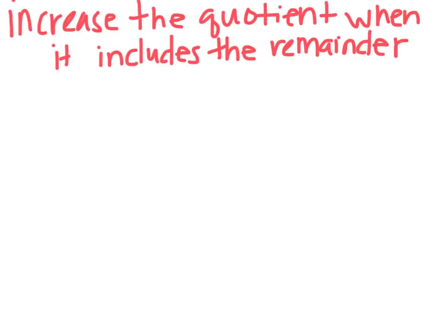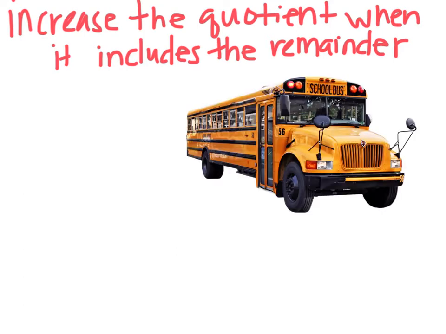In our next sample problem, we'll see that on occasion we have to increase the quotient when it includes the remainder. A school has 120 fifth graders who are going by bus on a field trip. Each bus holds 35 students. So what is the number of buses needed? Once again, we'll begin by setting up a division problem. We have 120 fifth graders, and we can put 35 of them on each bus. So we're going to divide 120 by 35.